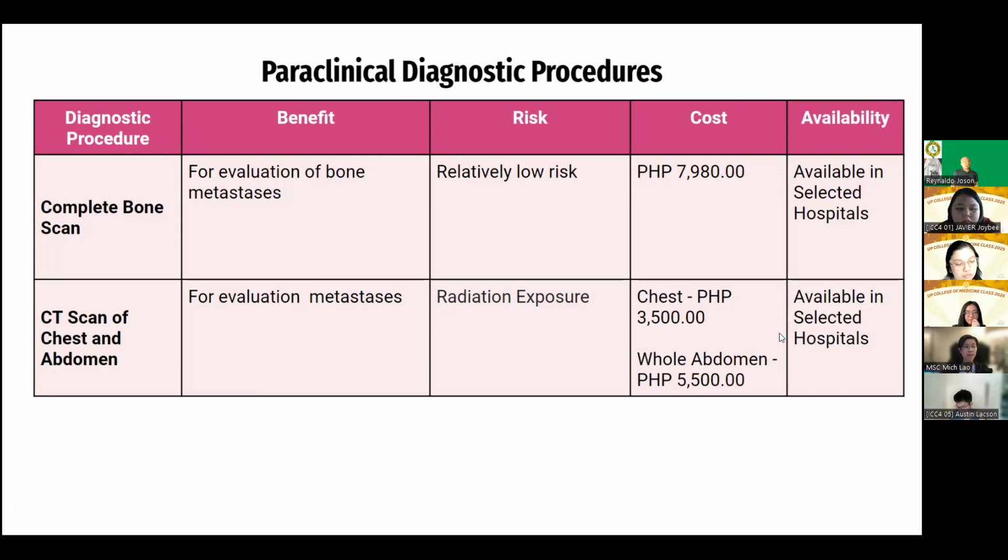Mets, and usually this is when the patient is suspected to have metastases into the lymph nodes or into the surrounding organs po, and the risk for a CT scan is the radiation exposure that comes with it. So for a chest CT, the average is 3,500 pesos, and for the whole abdomen, it's 5,500 pesos. And it's available in selected hospitals here and also in the Philippines.